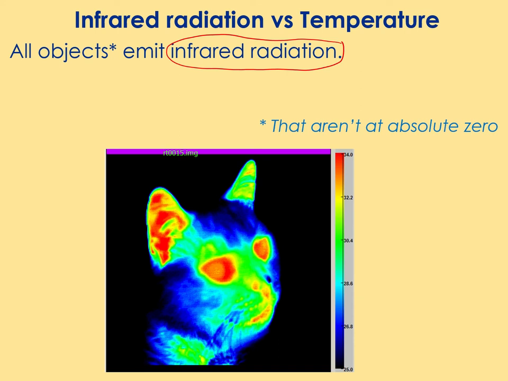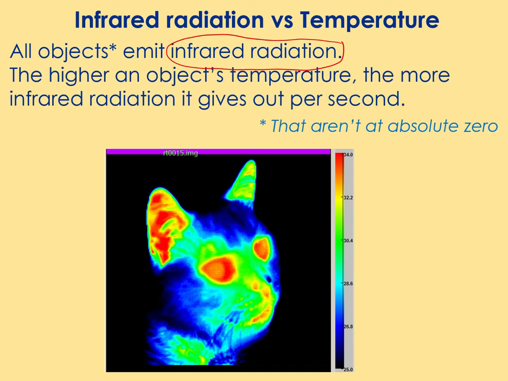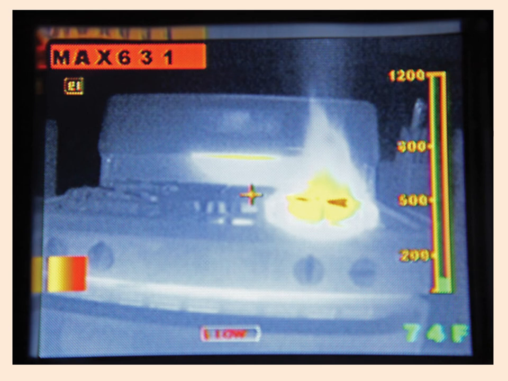Now the crux of understanding this is that the higher an object's temperature, the more infrared radiation it gives out each second. So if we look at this image, we can see that the cat's eye sockets and ears are giving out the most radiation per second, whereas places like the fur are giving out a low level of radiation per second. Infrared cameras are also used by the fire service, so they can see where the hottest bit of the flame is, so where to address their attentions in terms of putting out the flame.